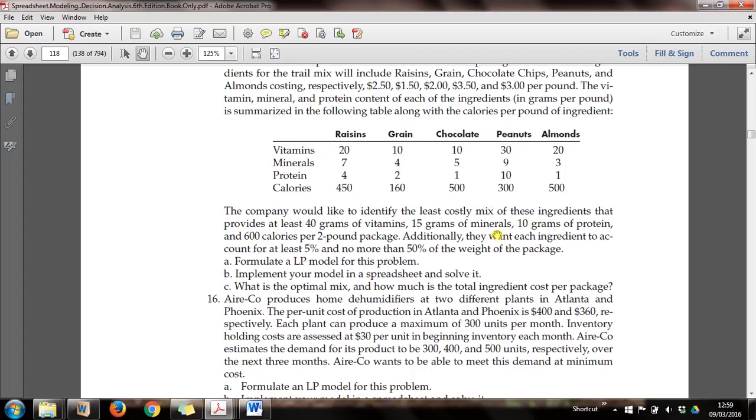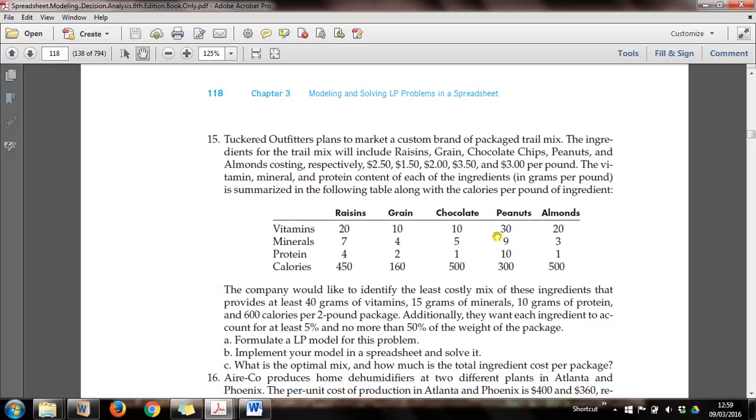Question number 15. Tucker Outfitters plans to market a custom brand of packaged trail mix. The ingredients for the trail mix will include raisins, grains, chocolate chips, peanuts, and almonds, which cost individually 2.5, 1.5, 2, 3.5, and 3 pounds respectively. And the table shows the quantity of vitamins, minerals, protein and calories in each of those ingredients.